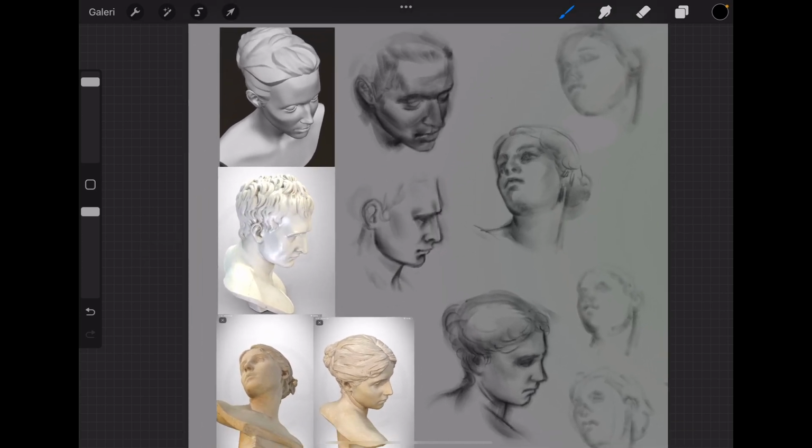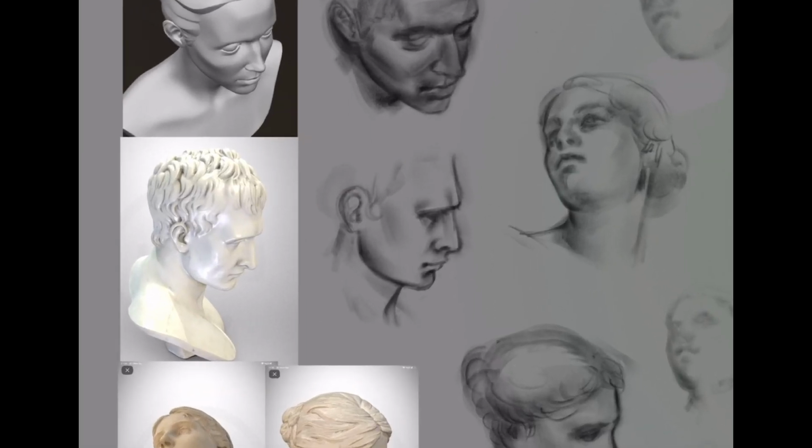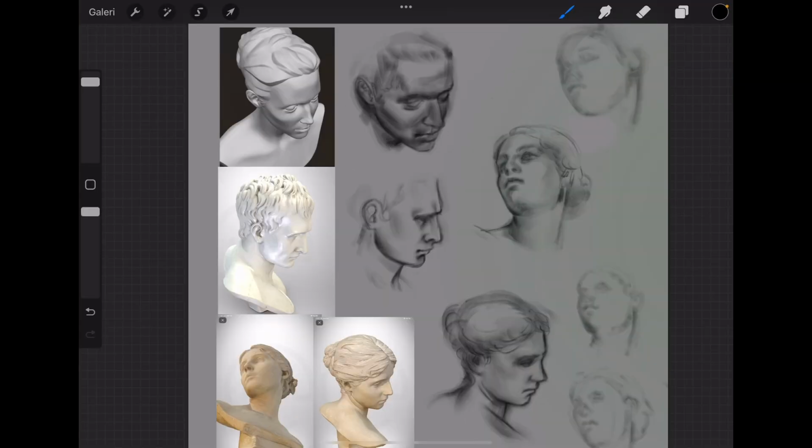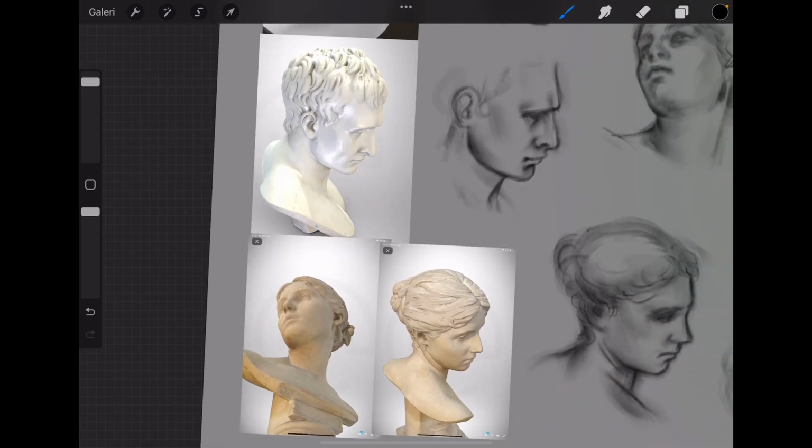Today I'm gonna talk about using references for anatomy. And yeah, let's go. Okay, so in here I was trying to redraw these pictures that I took from 3D models.